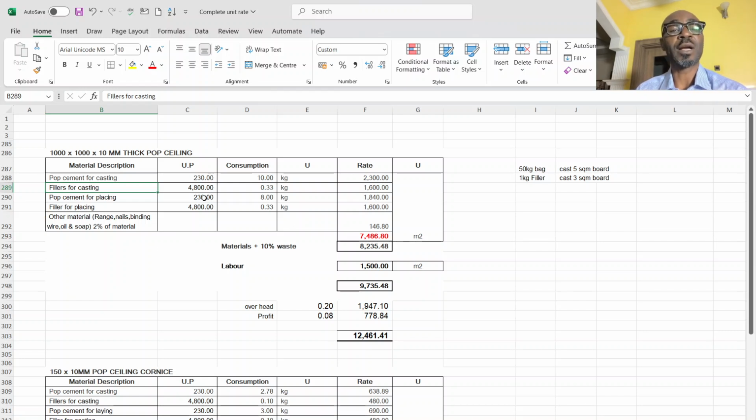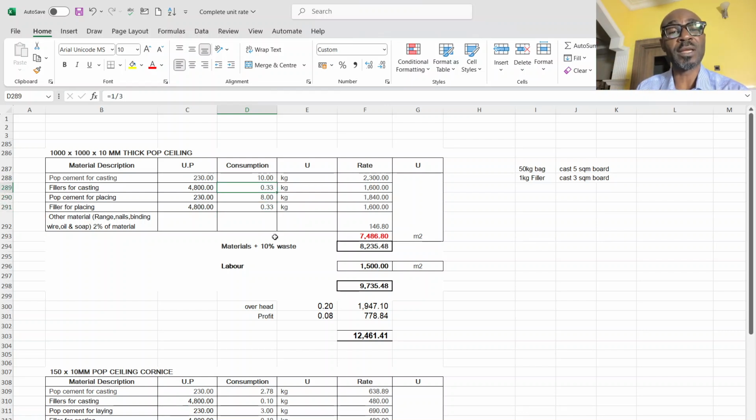Having said that, the next thing you need to know is the consumption ratio of a square meter of each of these boards that are cast: how many kg of the filler you need to use to cast 1 square meter of the board, and how many kg of filler you need to use to place the job. As you can see here, I have split this exercise into two. The first two is for casting, while the other two is for placing. So I have 10 kg for casting 1 square meter of the board, while I have 8 kg for using to place the board in place at the ceiling height.